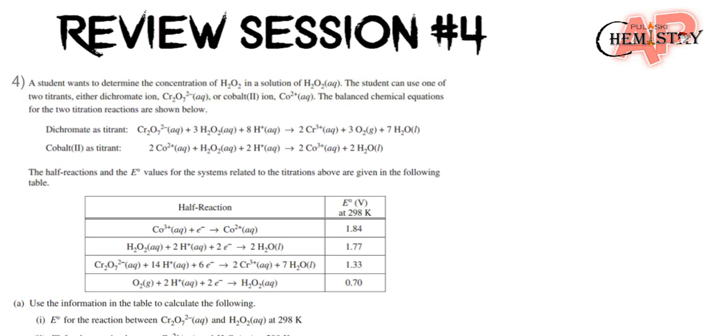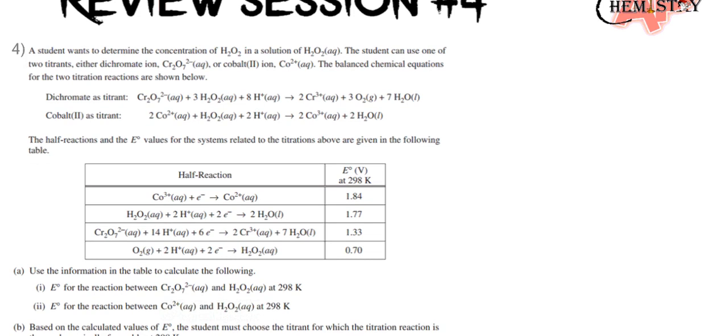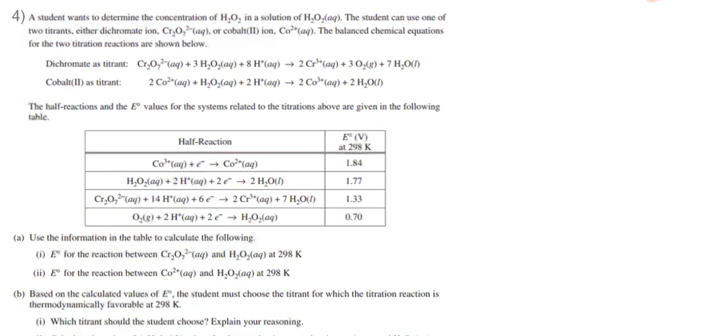I don't think this is really that difficult of a beginning question, but I can see why people would have made it such. Part A: use the information in the table to calculate the following. So it asks for two different values. And this is the part where I think people make mistakes. First, it's not asking you to give the cell potential value of the reaction that's going to occur. These have already been written.